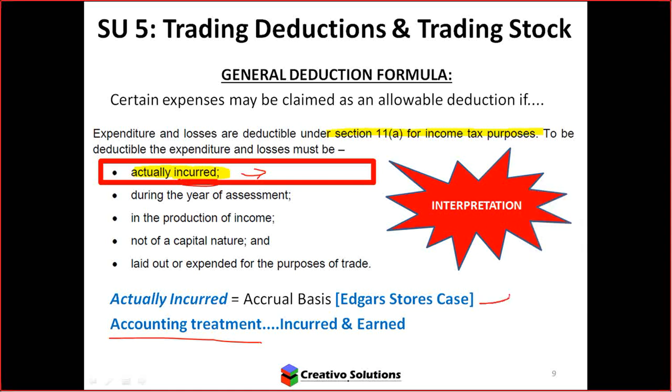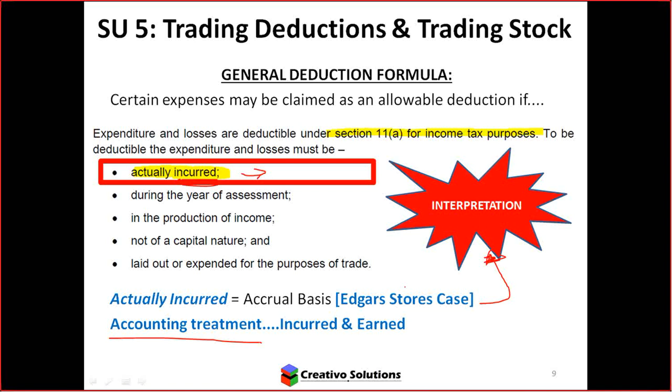Interpretation is always the key. So what do we do to interpret? We use case law to help us determine if something has or hasn't been actually incurred. Yes, sir. So for example, let's say you have rent as an expense and you pay your rent for the next 2 years. Yes, sir. Thoughts? Actually incurred?